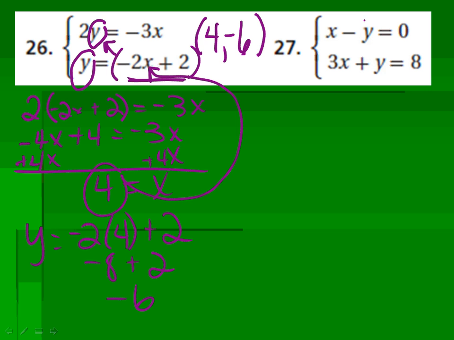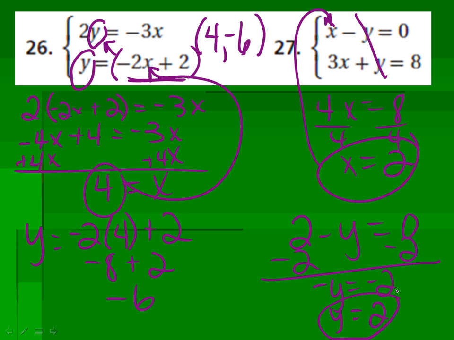Number 27 is set up for elimination. It's pretty easy. Look right there. The y's cancel. 4x is 8. Divide both sides by 4. X is 2. Now I have to take the 2 and plug it back in. Which one looks easier? All right, let's try the top one. 2 minus y is 0. Subtract 2 from each side. Negative y is negative 2. So positive y is positive 2. The solution to 27 is 2, 2.